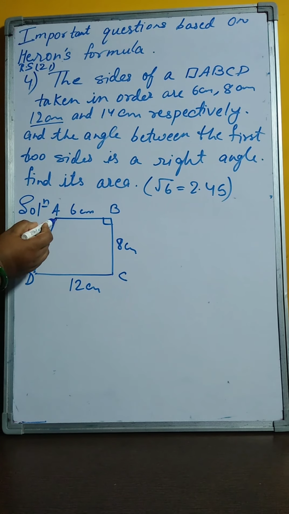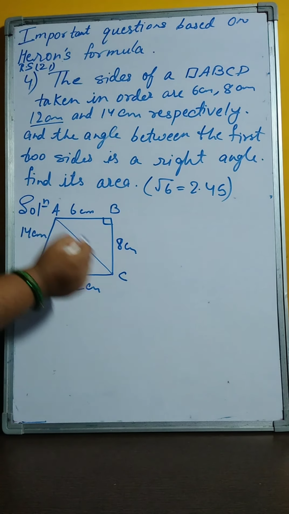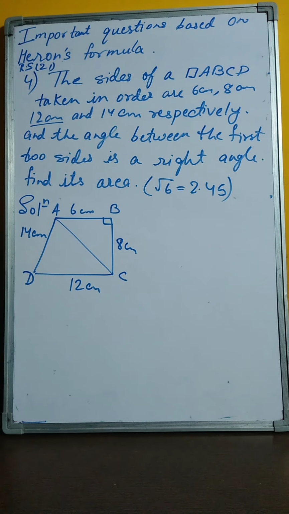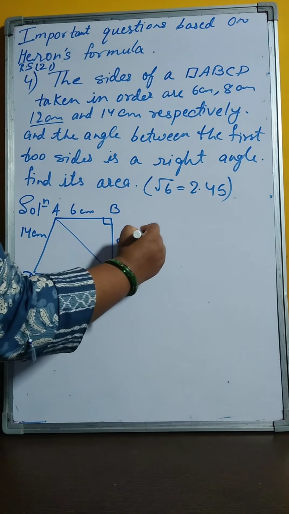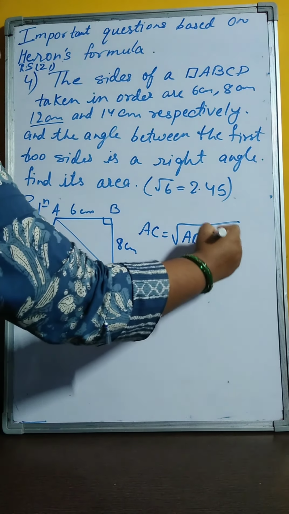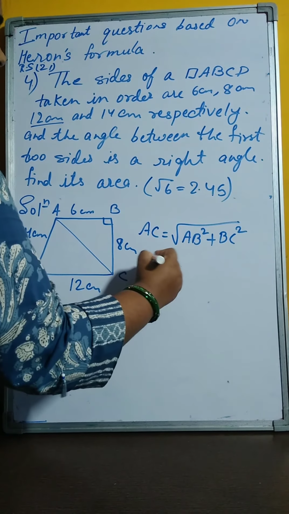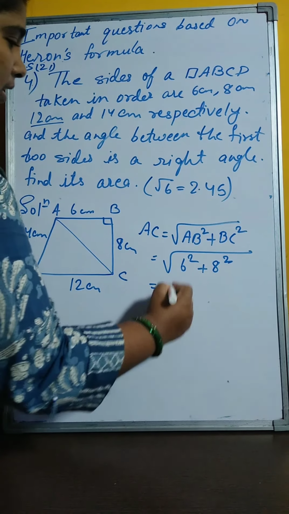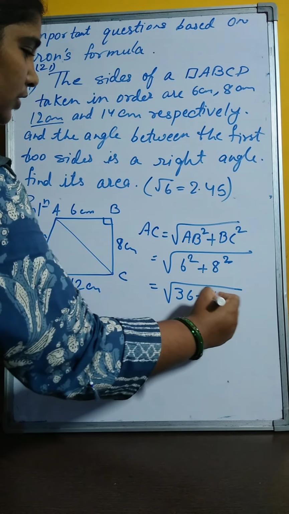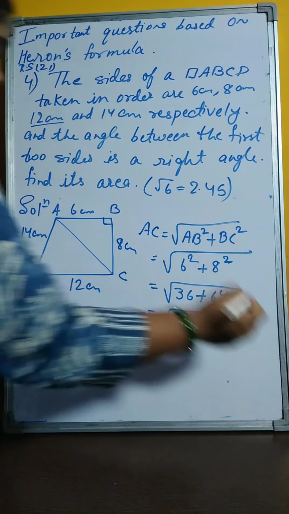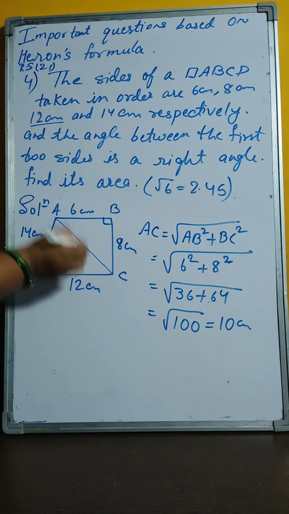For that, let us first join AC. You can see this AB, BC and AC forms a right angle triangle because it is 90 degree. So we can find AC by Pythagoras theorem. AC is equal to under root AB square plus BC square. So it will be under root 6 square plus 8 square, which is 36 plus 64, or it is 100, which will come out as 10 centimeter. So AC value is coming 10 centimeter.